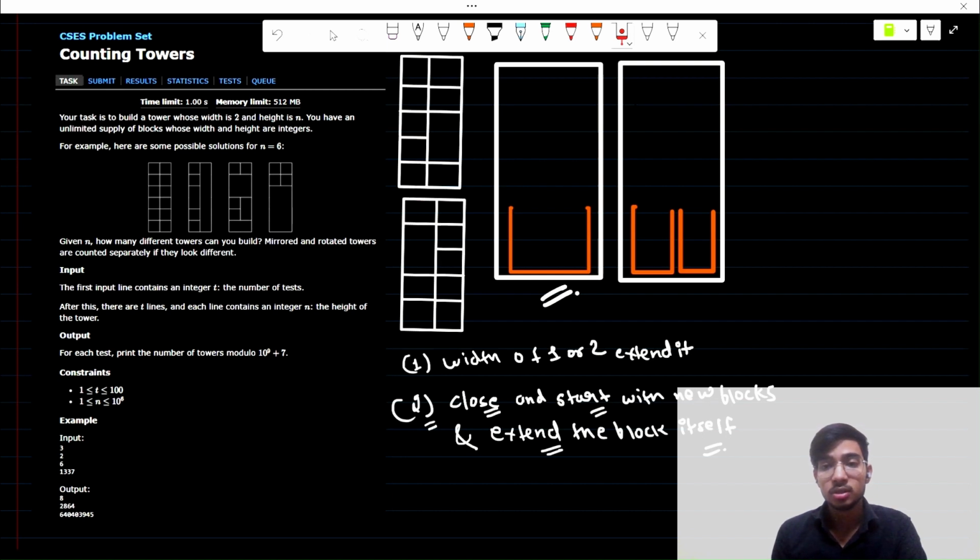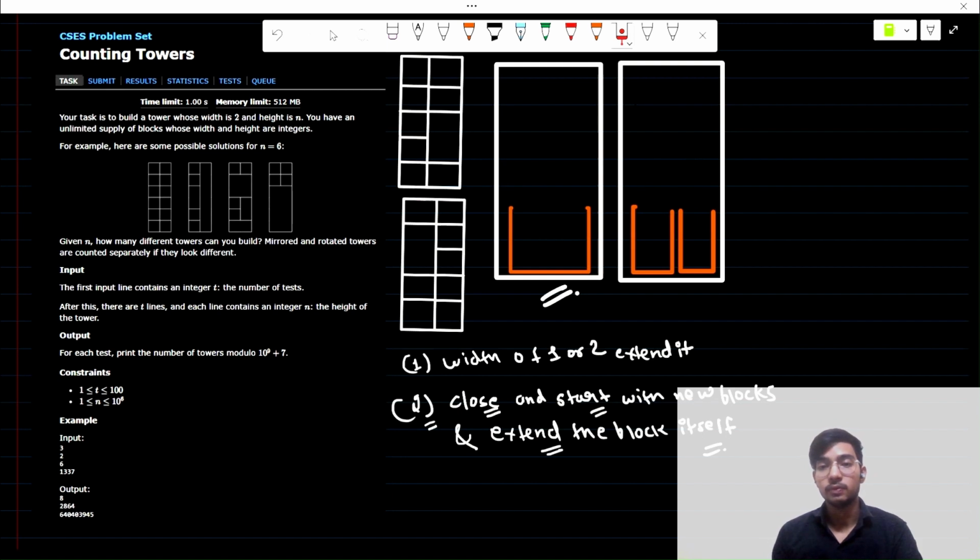Now for this there are again many observations that I can make. You can extend both of these. Or you can close one and extend the other one, for example, close the left one and extend the right one, or close the right one and extend the left. Or you can close both and start with a block of 2. These are the possible choices that you can make.